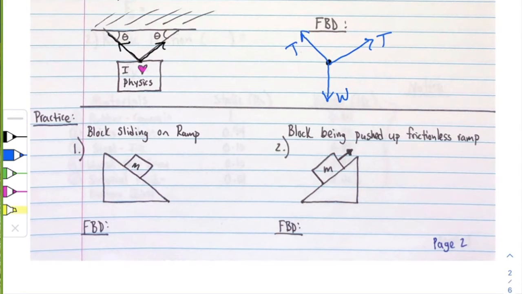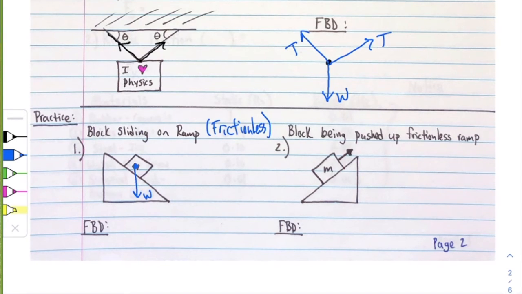So example number 1 for our practice, it says a block sliding down a ramp. And then in example number 2, you have a block being pushed up a frictionless ramp. And let's just say, because we haven't talked about frictionless or friction yet, this is also frictionless. So no friction. All right, for this one, there's our point mass. And what force always goes down? It's weight. So there's W.